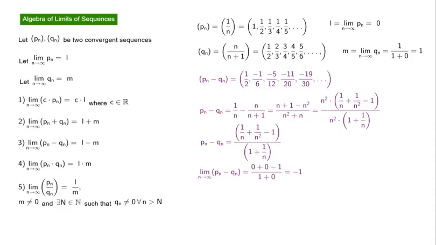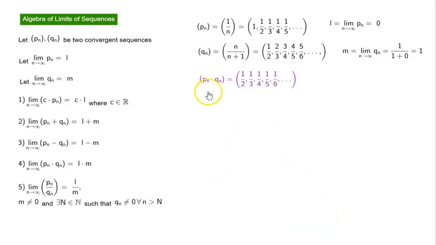And now we take the limit. Limit as n goes to infinity of p sub n minus q sub n is equal to, this is 0, this is 0. We have minus 1 divided by 1 plus 0. Evaluating this, we get minus 1. Instead of again doing all this, we could have used the algebra of limits. That is, limit as n goes to infinity of p sub n minus q sub n is equal to L minus m. L we know is 0. M we know is 1. So L minus m equal to 0 minus 1, which is minus 1.